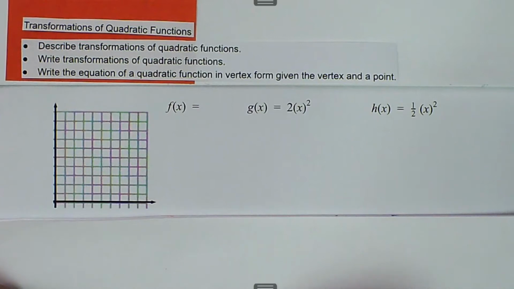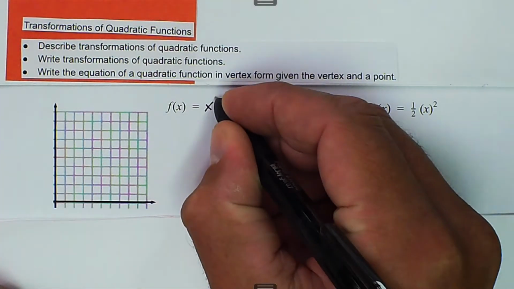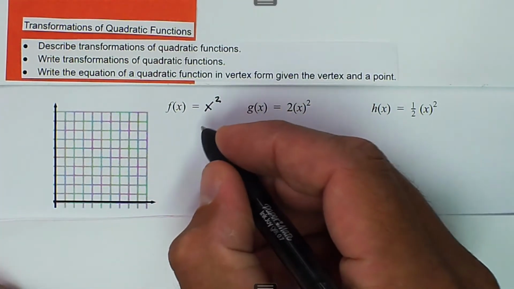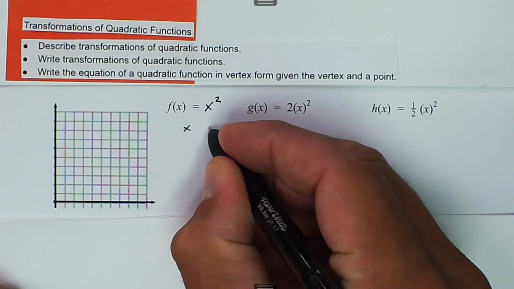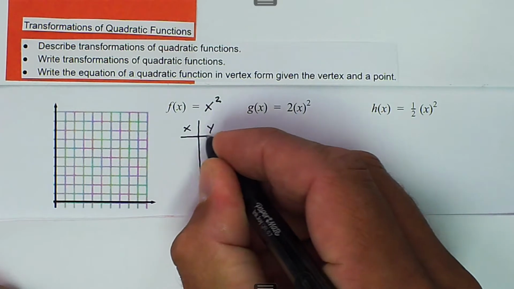We are talking about transformations of quadratic functions. And you want to describe transformations of quadratic functions and write transformations of quadratic functions. So the first one that we're going to start with is f of x equals x squared, the parent function. And so we have x, y, and we'll set those up in a coordinate table.